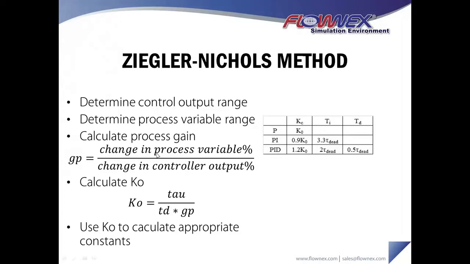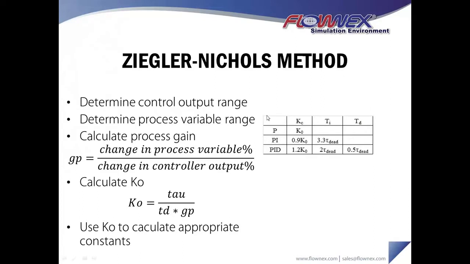Finally, you will calculate K0, which is calculated by using tau divided by your dead time times your process gain. And K0 is then simply used to calculate the P, PI, and PID constants according to this table.